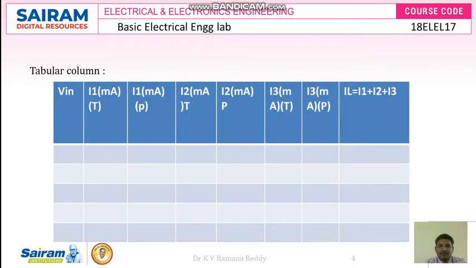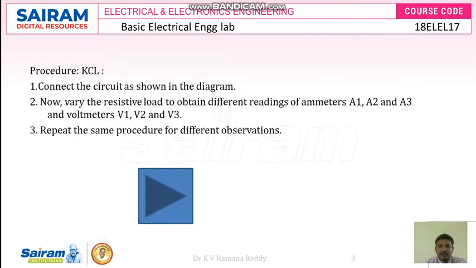Here we are going to look at the tabular column. In this tabular column, we are going to measure I1 ammeter current theoretically, and I1 practically, I2 theoretically, I2 practically, I3 theoretically, I3 practically. The sum of these currents practically, and here, it is nothing but the overall current which is entering the node. Now we are going to look at the practical video, how we conduct this to verify the Kirchhoff current law.